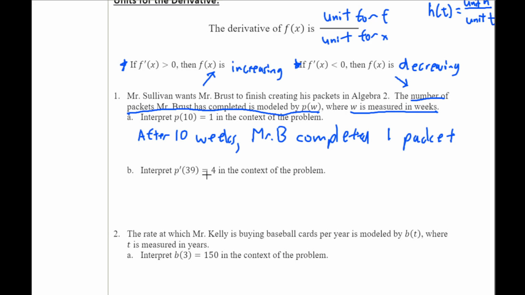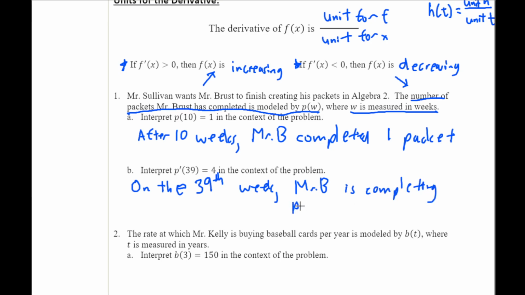Interpret P prime of 39 equals 4. So this is a derivative now. On the 39th week, Mr. B is completing packets. This tells you the rate, at a rate of 4 packets per week.